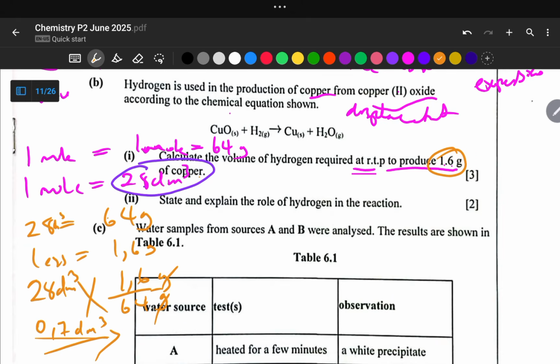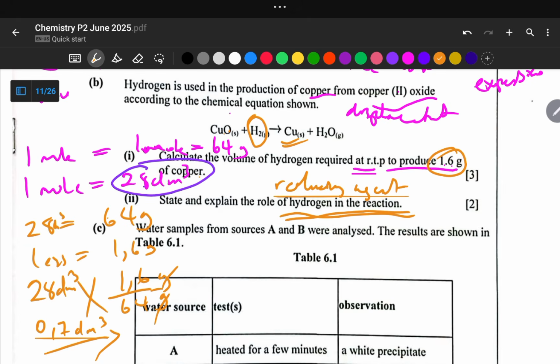And then we move on to the next part, which says state and explain the role of hydrogen in this equation. So we said hydrogen is a reducing agent, right? So hydrogen will reduce copper oxide to copper metal. So this is the role of hydrogen. It is a reducing agent.